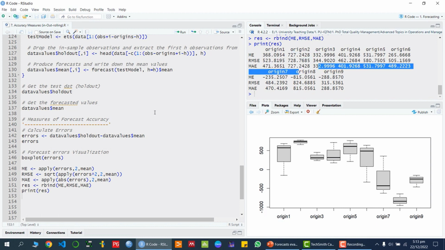So I hope you got the idea. If you want to find out the in-sample forecast error, how you can find out the out-of-sample forecast error, as well as how you can find out the rolling horizon based forecast error. Among these three, either you can report the out-of-sample forecast error or the rolling horizon, which are the better approaches to report the forecast error.